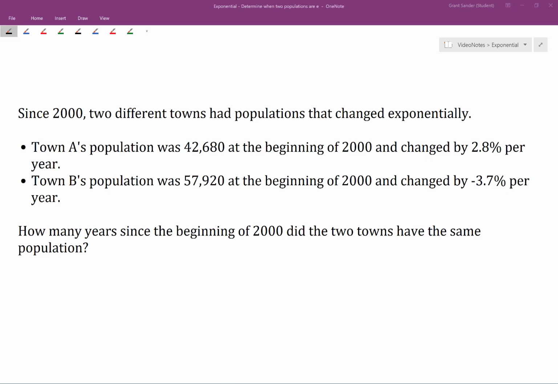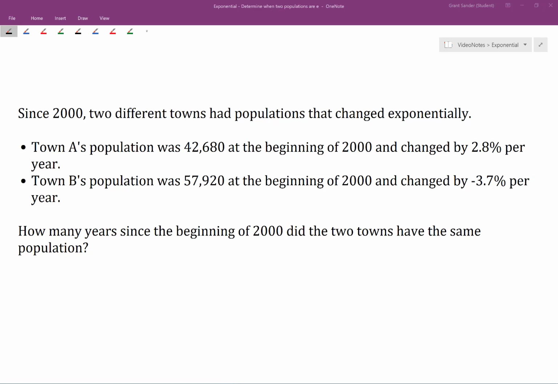In this video, we will use our tools for reasoning about exponential relationships to determine when the populations of two towns are equal when those populations change exponentially. So consider the following example. Since 2000, two different towns had populations that changed exponentially.